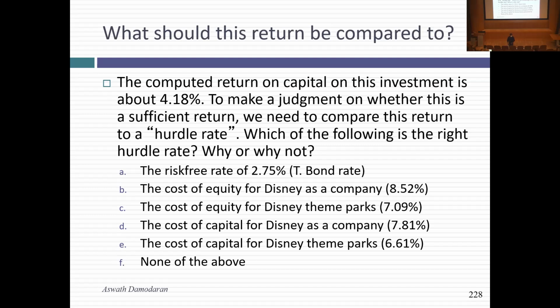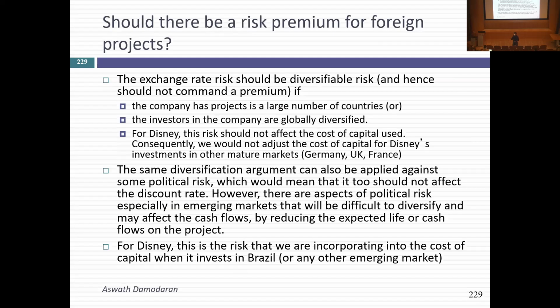So let's start with an obvious question. Is a theme park in Rio more risky than the theme parks Disney has right now? On multiple levels, right? First, there's exchange rate risk. But if exchange rate risk were a concern, I should be charging a higher discount rate when Disney opens a theme park in Frankfurt, Germany, even though it's a safe country, because there's always going to be a different currency. And I'll be quite honest, a company like Disney, exchange rate risk is not even on my radar.